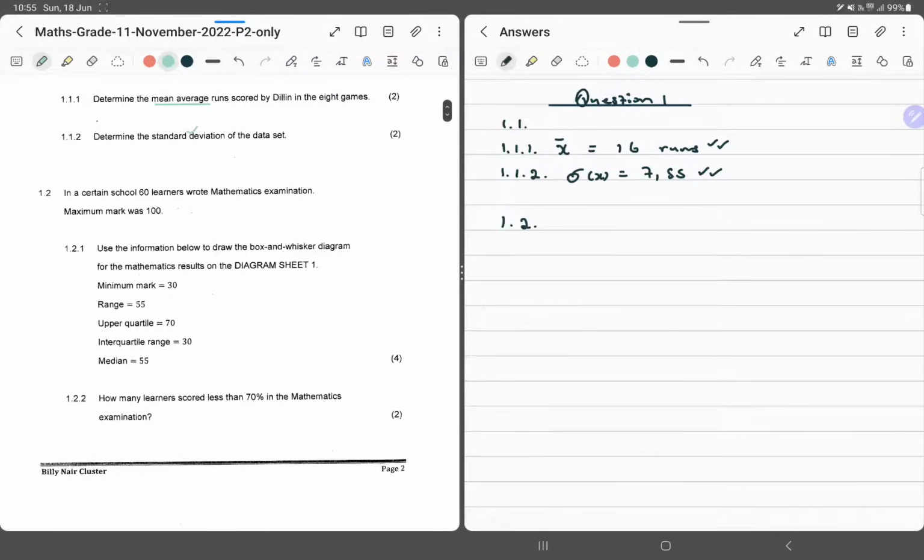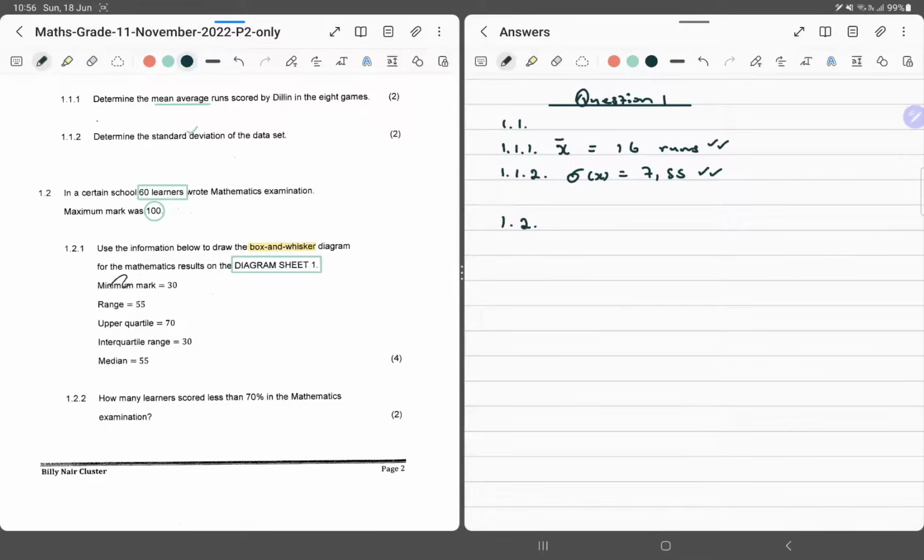1.2 says a certain school has 60 learners who wrote a mathematics examination. The maximum mark was out of 100. Now use the information below to draw a box and whisker diagram for the mathematics results in diagram sheet 1. Again, this is very important to know how to do. So we're also directed what to use. Great. And then the minimum mark is 30.